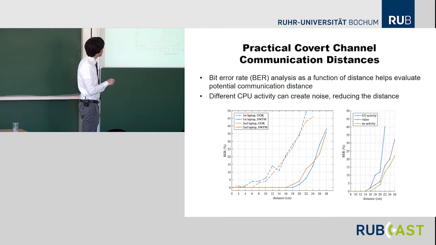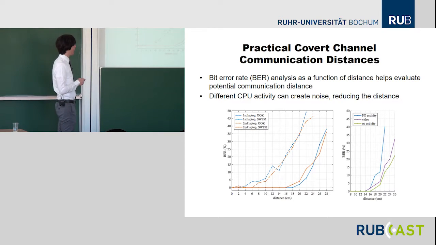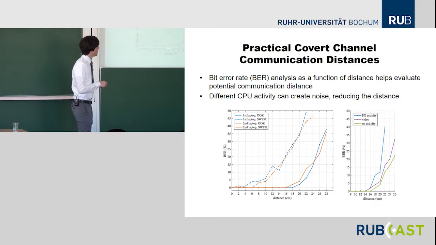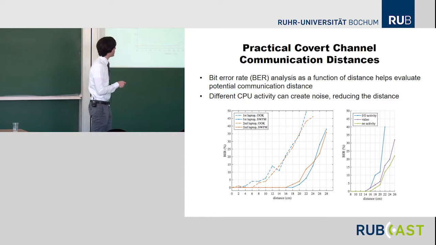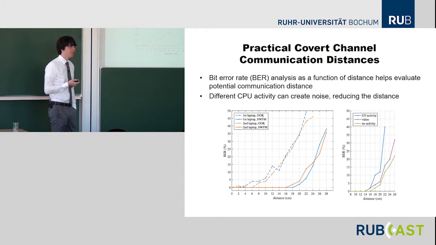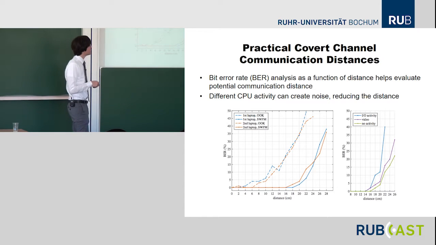But what you can see is that the on-off keying basically breaks down much quicker than the frequency modulation scheme. So the frequency modulation scheme would be the preferred method for doing the communication. The bit rate is a little bit slower, but you can trade off the bit rate and the distance. And as a further analysis, we also looked at how at least internal noise to the computer could affect this.